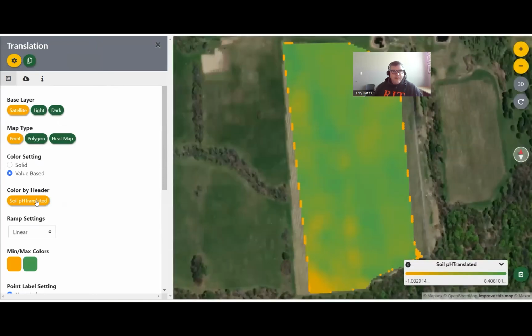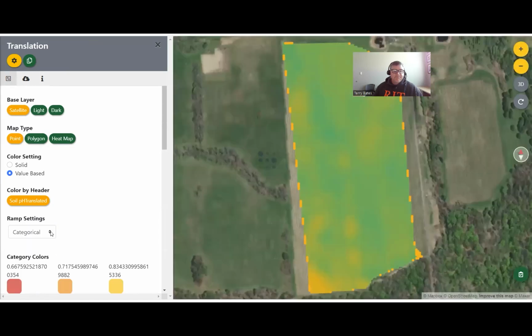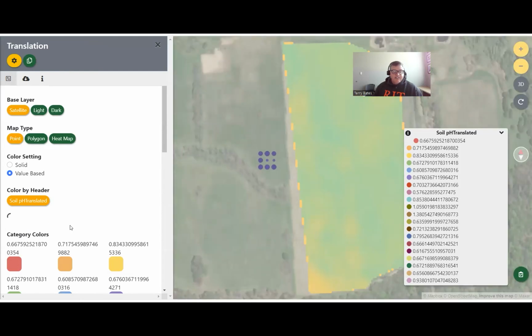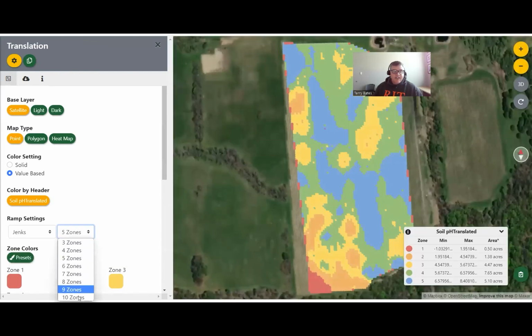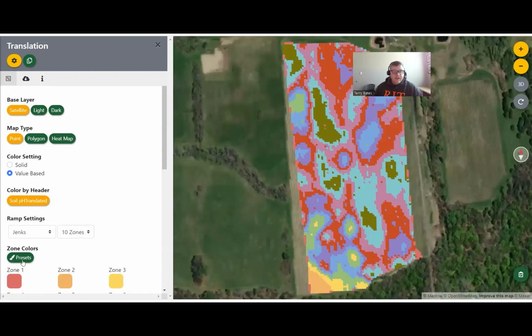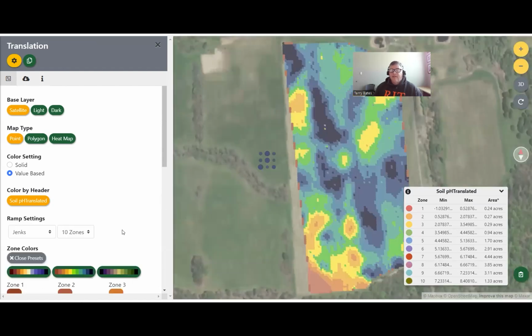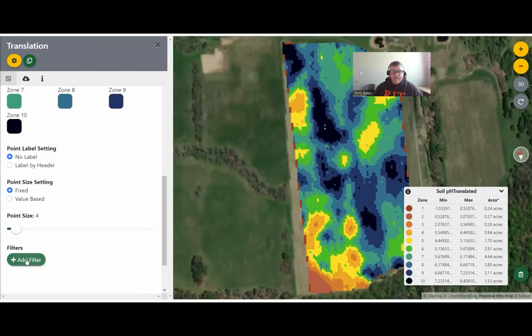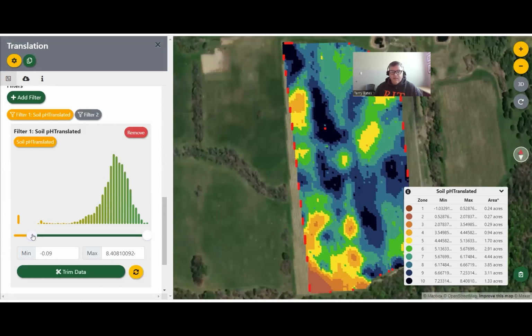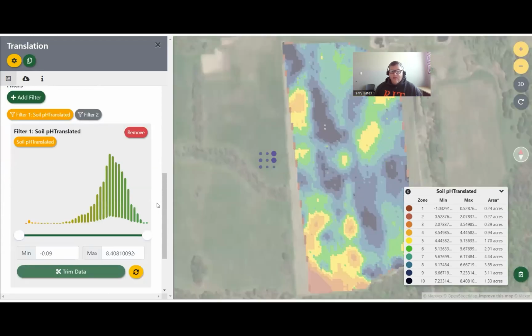Okay, so we're going to go by soil pH. Let's do 10 zones just to make a pretty map. And maybe we want to put a filter because we got some oddball readings here. We got some oddball points there. We can trim those out to make a nice map.